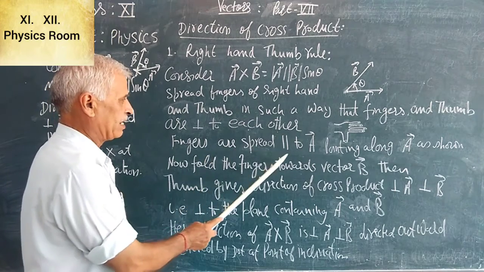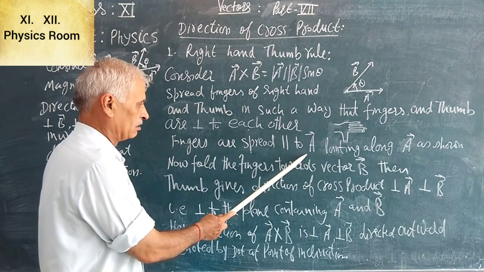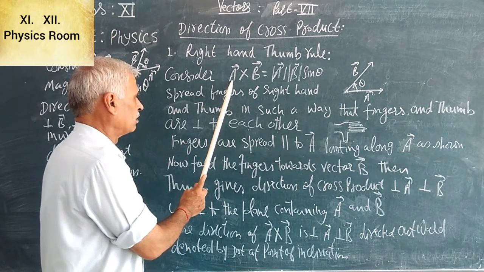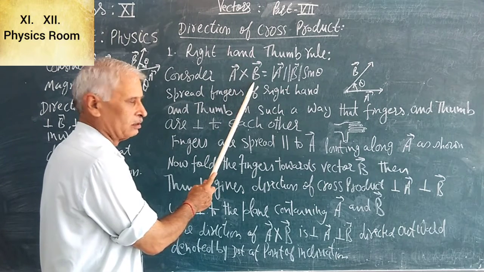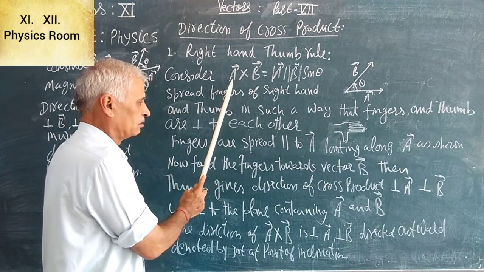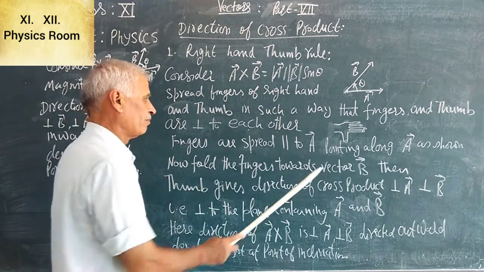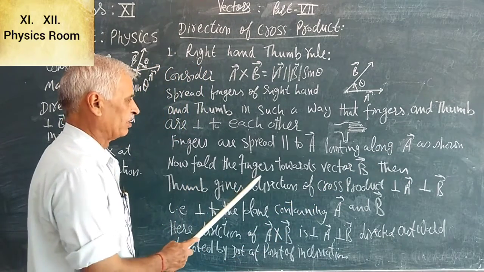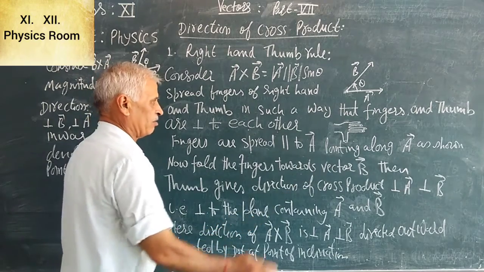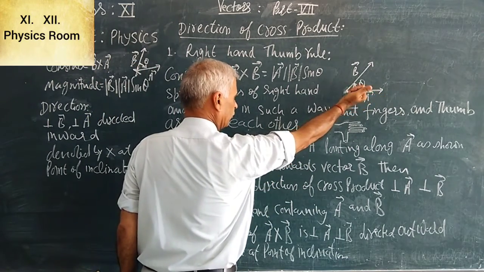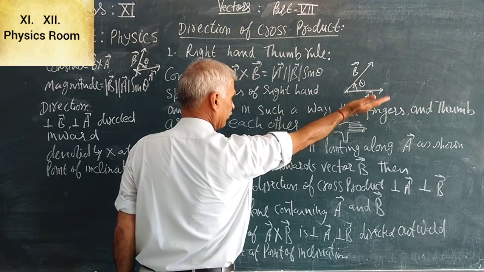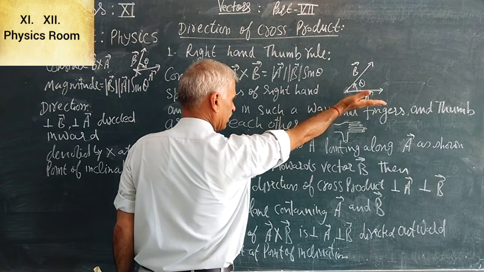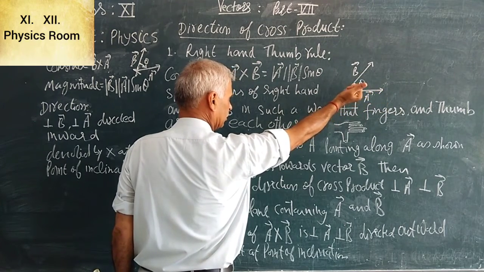Now the fingers are kept parallel to the first vector A. In A cross B, the first vector is A, then we pronounce vector B. Point along the first vector A as shown. Now fold the fingers towards vector B, the second vector, as we pronounce A cross B. First A, then B. Fold the fingers towards B.